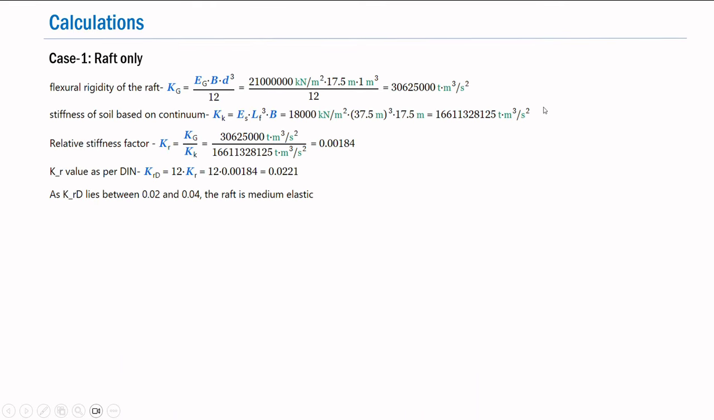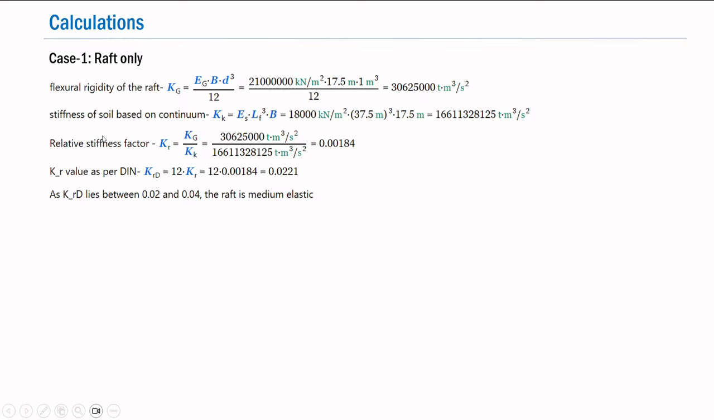So in case 1, we know that the component that contributes the flexural rigidity is only the raft. So we proceed for the calculation of the flexural rigidity of the raft Kg. It is obtained simply using the formula E into I, that is E value for the mat material multiplied by its I value, which is obviously B d cubed by 12. We know that for this problem B is 17.5 meters and the thickness of the raft or the mat is 1 meter. Substituting these values, we obtain the flexural rigidity Kg of the raft as this value.